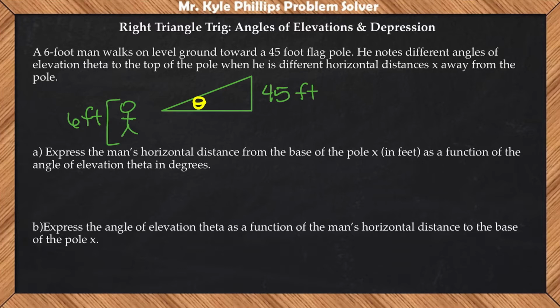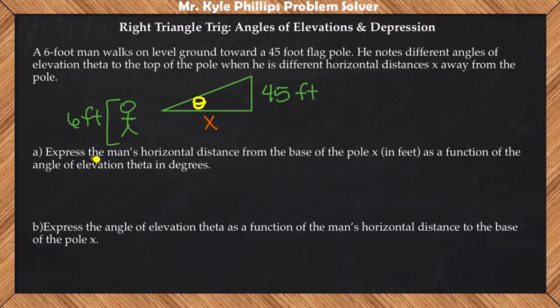Okay, so here's what that means. As the 6-foot tall man is walking towards the pole, the horizontal distance is continuously changing because he's getting closer and closer to the flagpole. And then the angle of elevation here is also changing because he's going to have to look up higher and higher and higher the closer he gets to the flagpole.